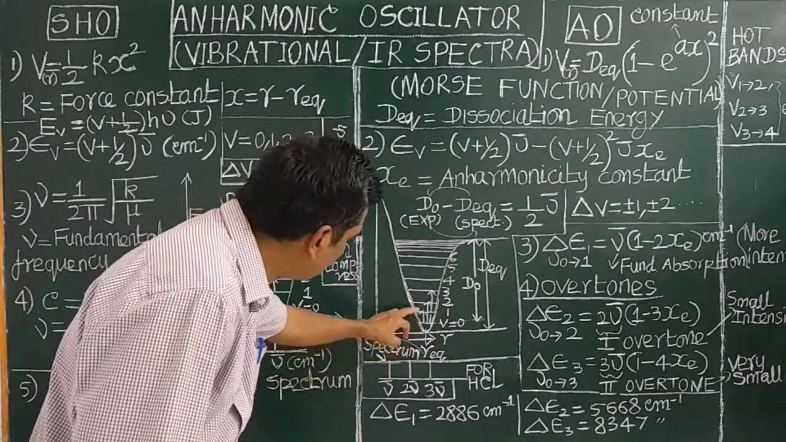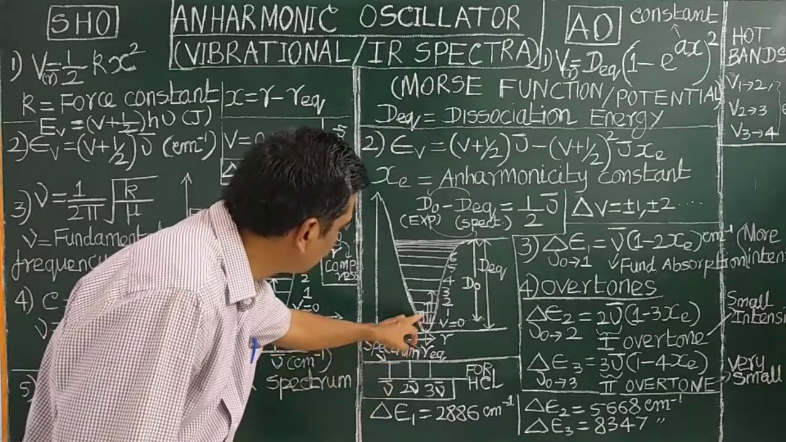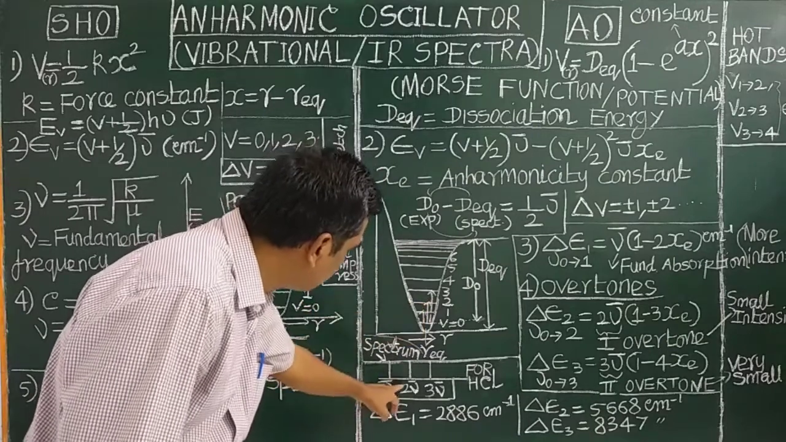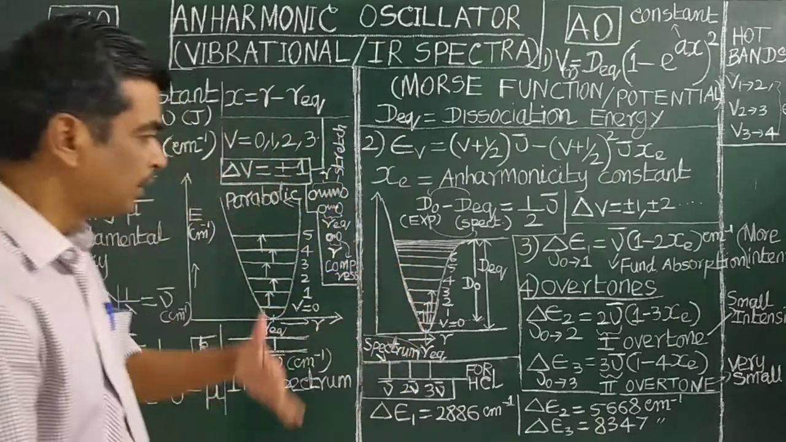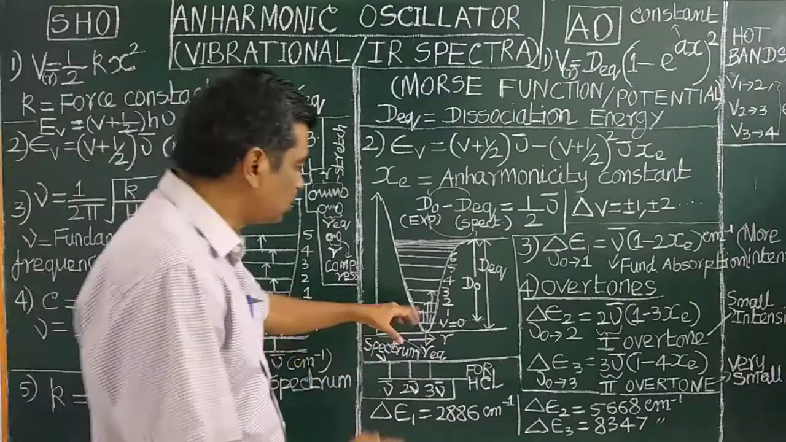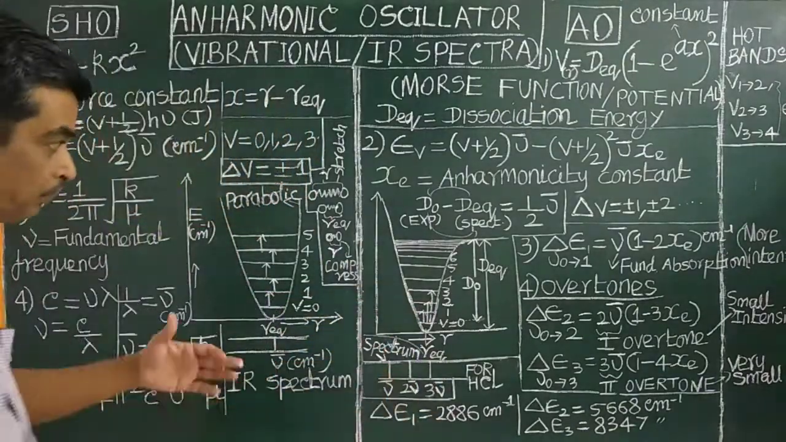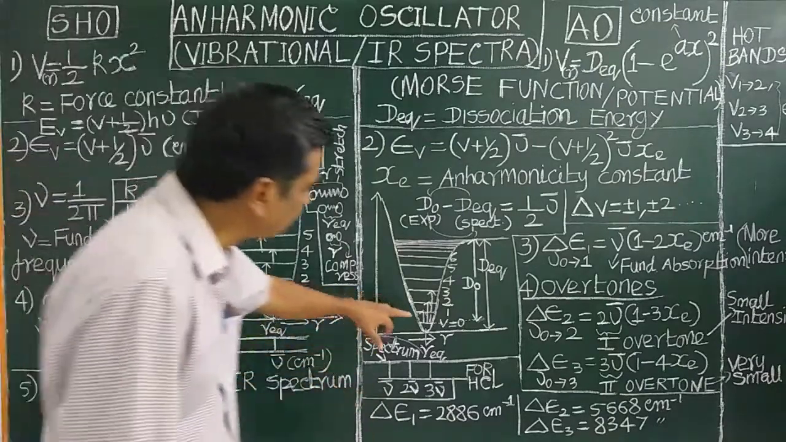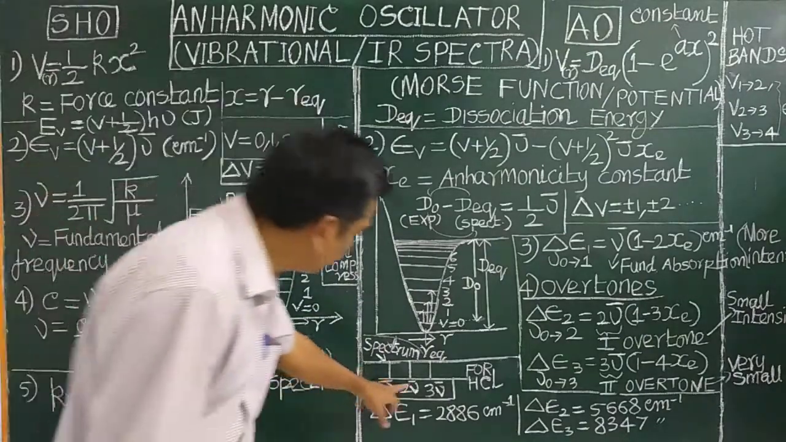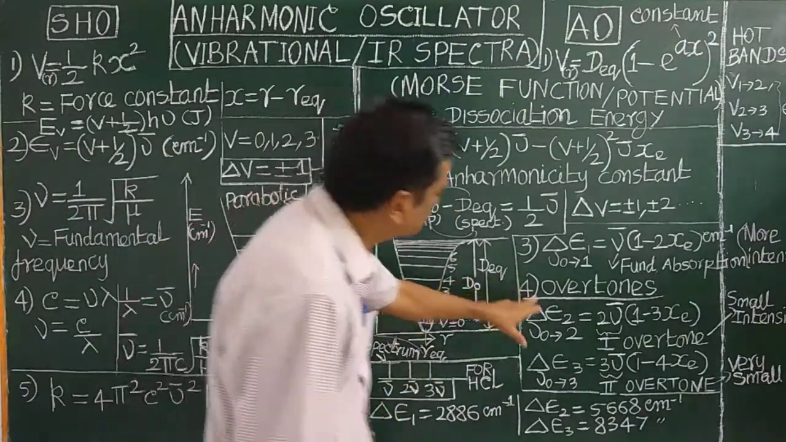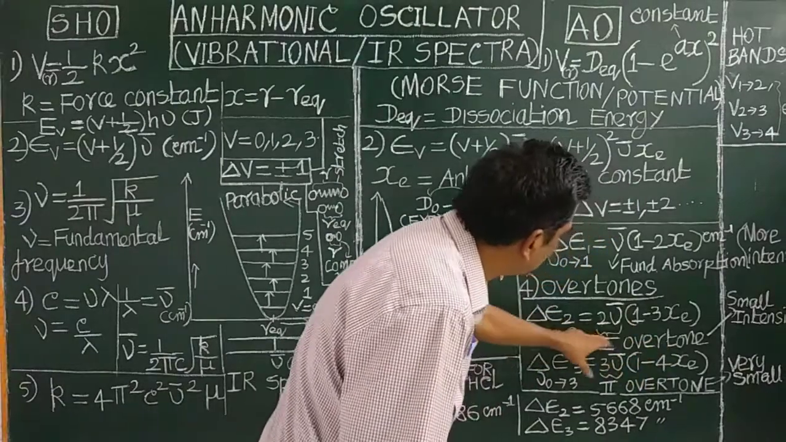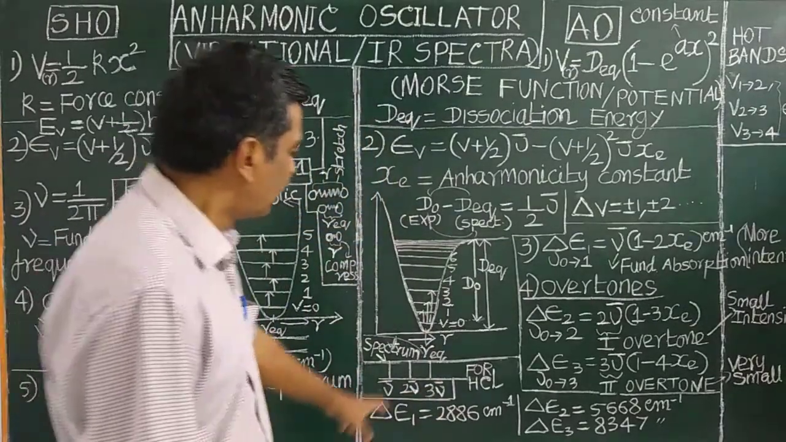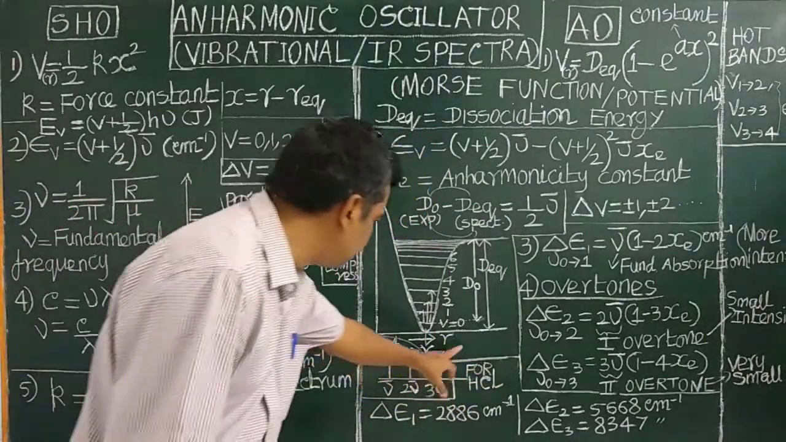Therefore, you have 0 to 1, which is the fundamental frequency. And 0 to 2 is 2 nu bar, the first overtone. You are going two steps ahead, not one step. So 2 nu bar, first overtone, 0 to 2. And 3 nu bar is the second overtone. For the HCl molecule, the observed spectrum is this.